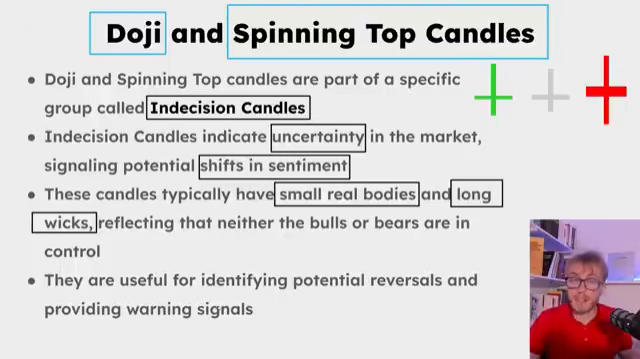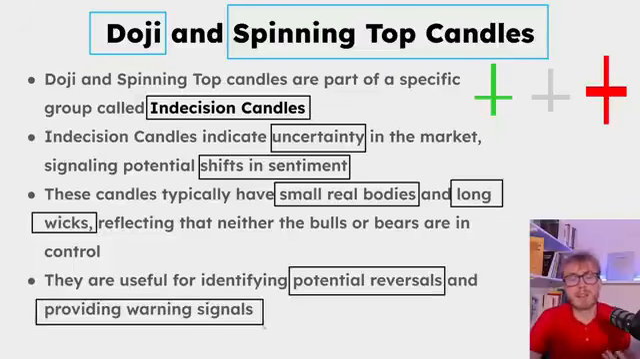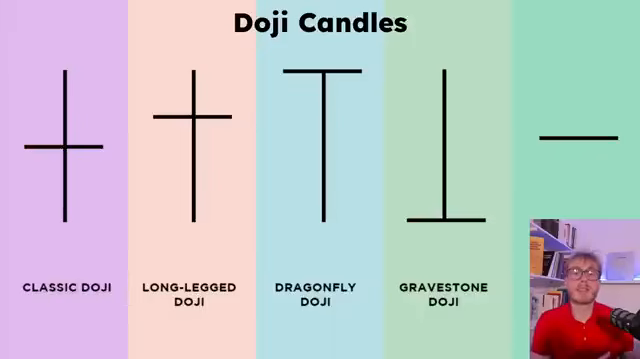These types of candles can be useful in many different ways. They can be used to identify potential reversals, and they can also be used to provide warning signals. For example, if you are in a trade, whether you are trading long or short, these doji and spinning top candles can give us warning signs that it might be time to exit the trade, and so on. So now let's dive a little bit deeper into doji candles.